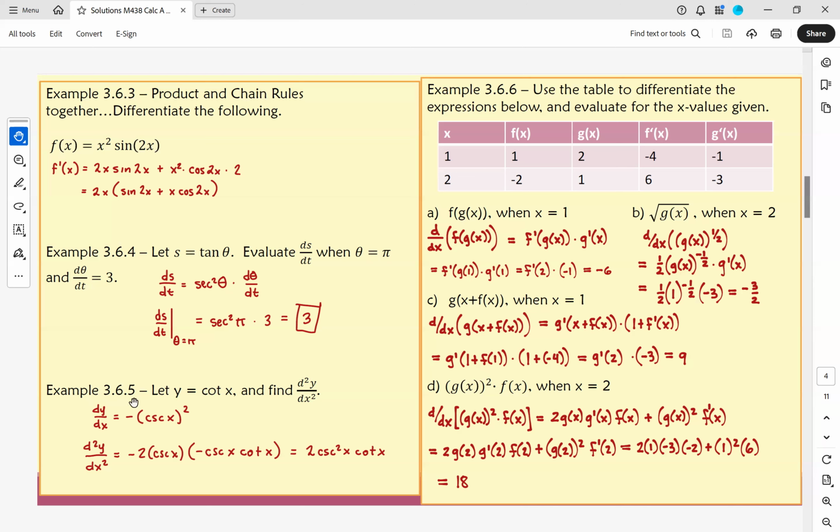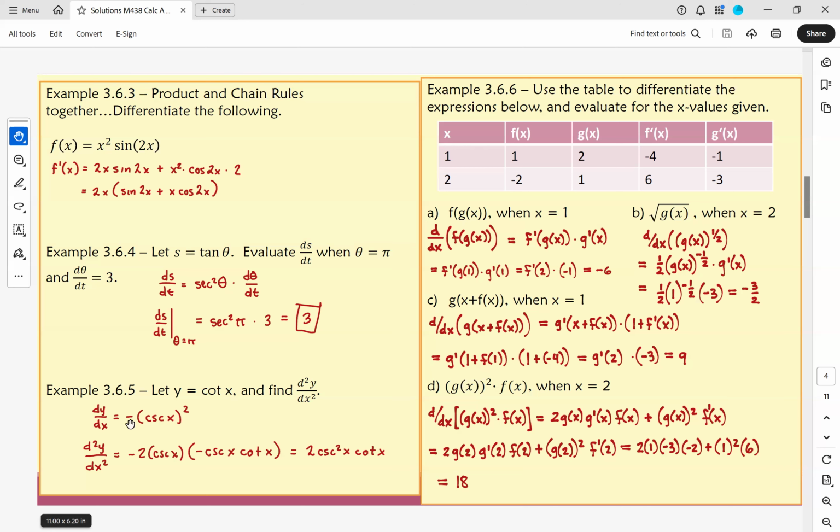Example 365, the purpose here is to remind us that even with chain rule in play, we still may have to find beyond a first derivative into a second derivative and even beyond that potentially. So that's what we're going to do here. I start with the derivative of cotangent, and I don't need any chain rule here because the only thing plugged into cotangent is a regular x. You can just use our basic shortcut rule.